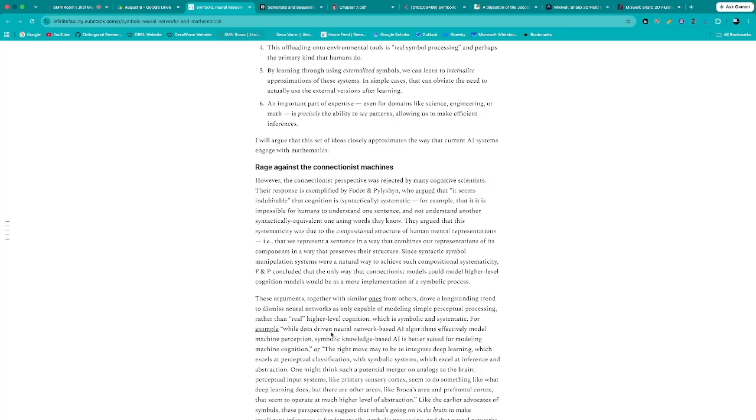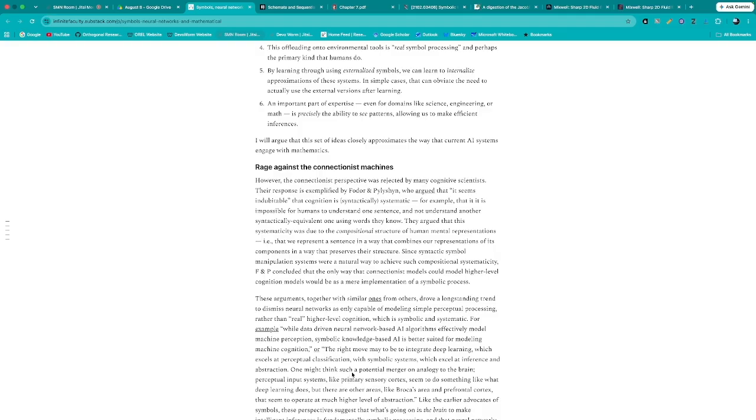For example, while data-driven neural network-based AI algorithms effectively model machine perception, symbolic knowledge-based AI is better suited for modeling machine cognition. Or the right move may be to integrate deep learning, which excels at perceptual classification, with symbolic systems, which excel at inference and abstraction. So this is just a thought about the Gary Marcus approach, the thing that he advocates, which is of course neuro-symbolic systems.